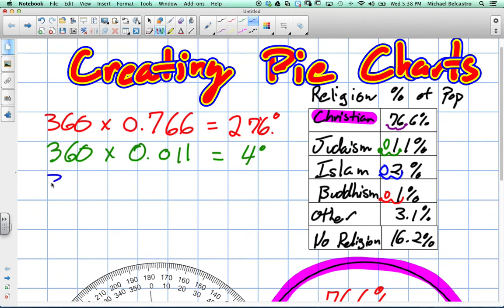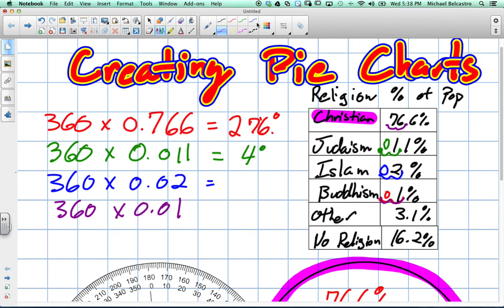Next one is Islam. So 360 times 0.02. 7.2. It's closer to 7. Okay, so 7 degrees. 360 times 0.01. 3.6, which is close to 4. Say it again, sorry. 3.6, which is close to 4. Great, 4 degrees. The next one is 360 times 0.031.